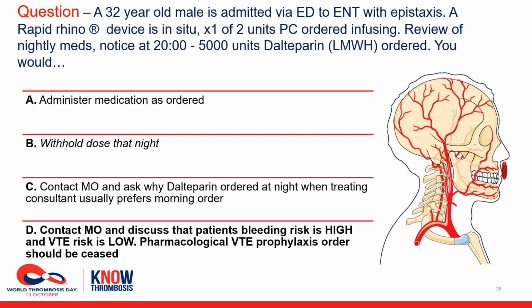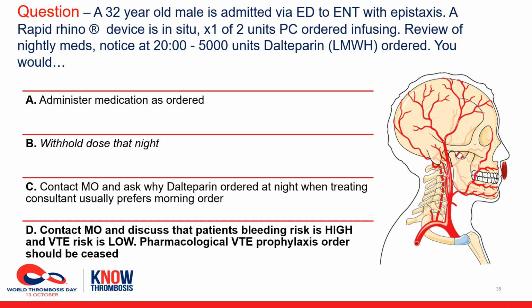So for this gentleman, hopefully you contacted the doctor and discussed that the patient's bleeding risk is high and the VTE risk is low. He's a 32-year-old gentleman. It's not stated that he has any significant VTE risks. He's come in, he's actively bleeding. You wouldn't want to give prophylaxis on top of that.